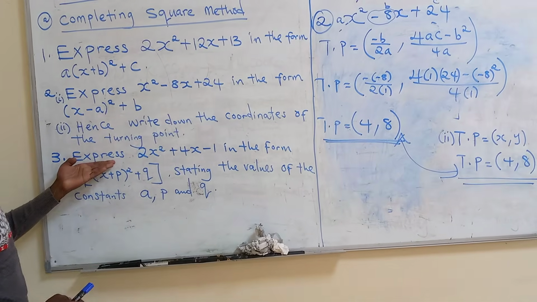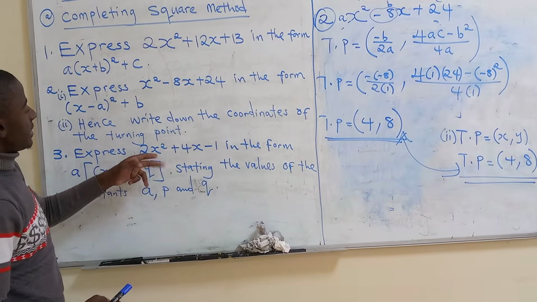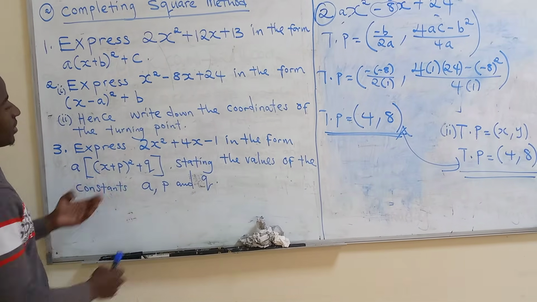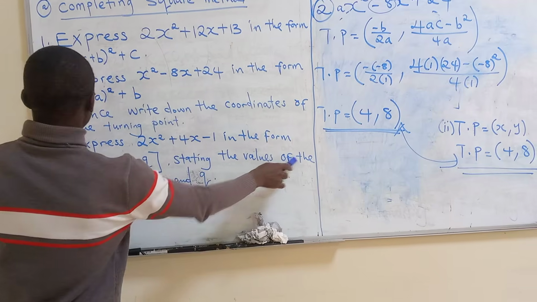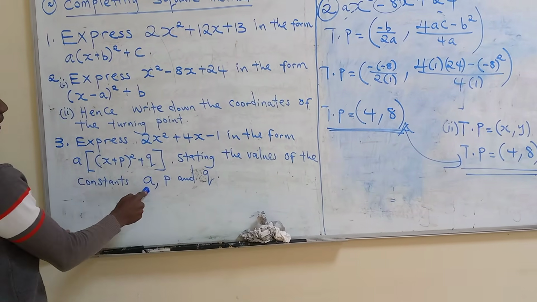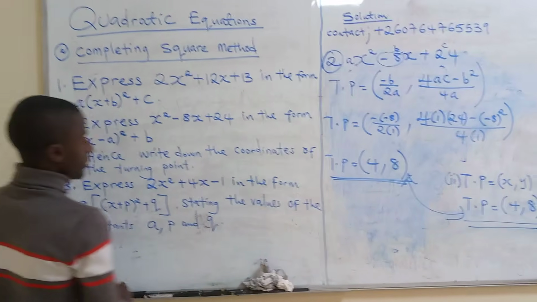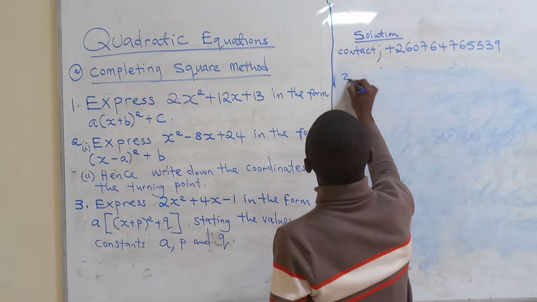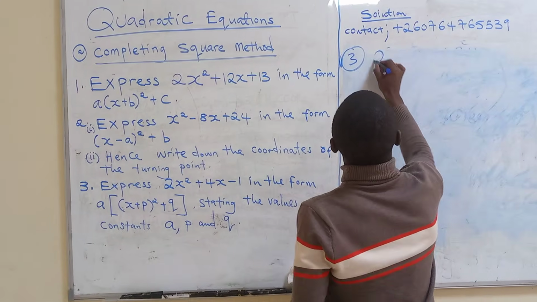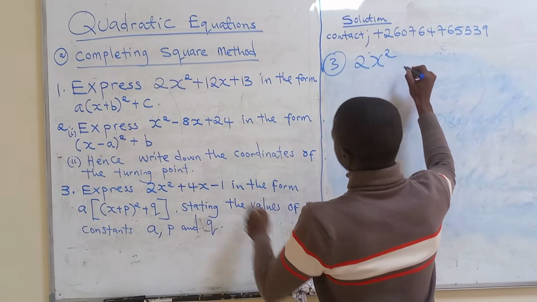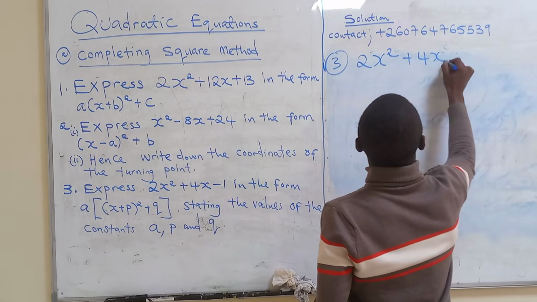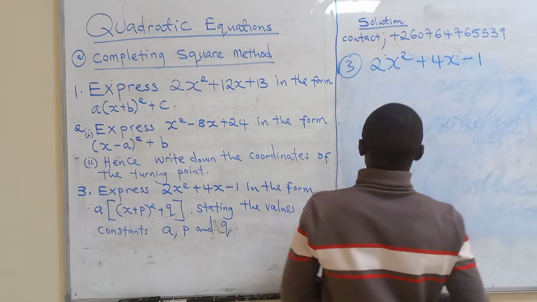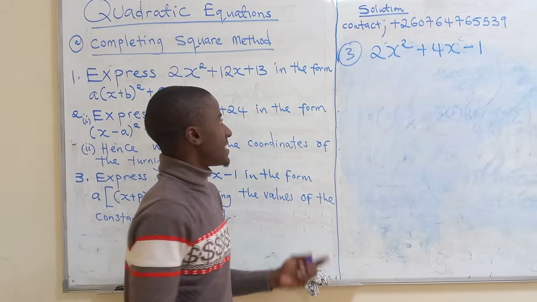So they are saying express 2x squared plus 4x minus 1 in the form a(x plus p) squared plus q. This one stating the values of the constants a, p and q. Quadratic equation to be 2x squared plus 4x minus 1. So first step, factorize.